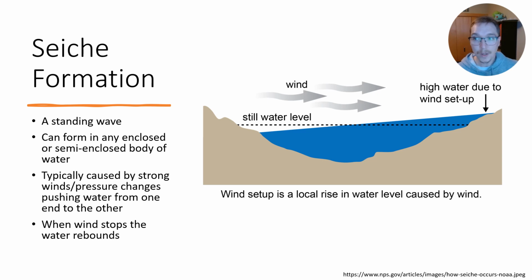Seiches are typically caused when strong winds and rapid changes in atmospheric pressure push water from one end of a body of water to the other. When the wind stops, the water rebounds to the other side of the enclosed area. The water then continues to oscillate back and forth for hours or even days. In a similar fashion, earthquakes, tsunamis, or severe storm fronts may also cause seiches along ocean shelves and ocean harbors.